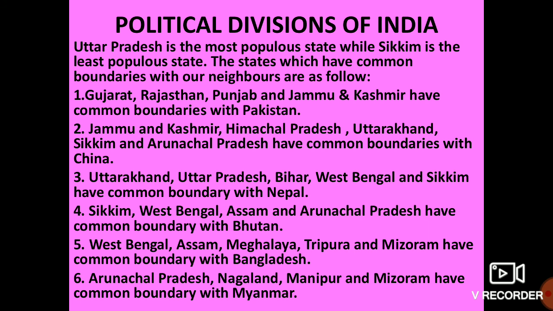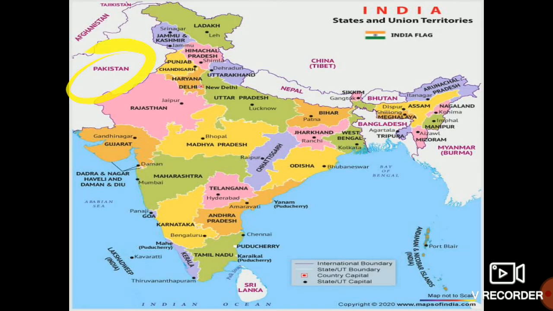If I talk about Pakistan, some states share boundaries with it. Name those states: Gujarat, Rajasthan, Punjab and Jammu and Kashmir. Now it is not a state. If I talk about China, Himachal Pradesh, Uttarakhand, Sikkim and Arunachal Pradesh. These 4 have common boundaries with China.